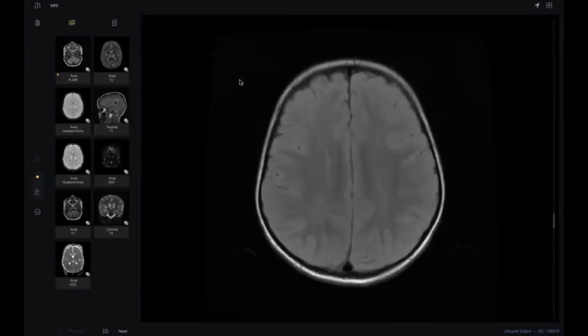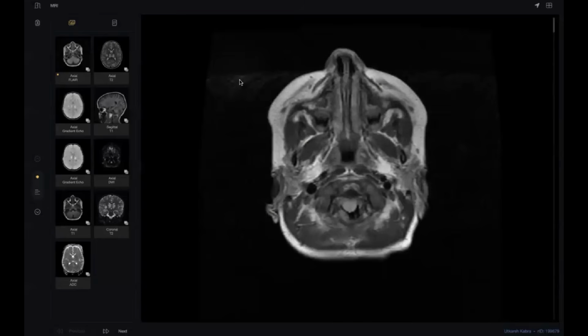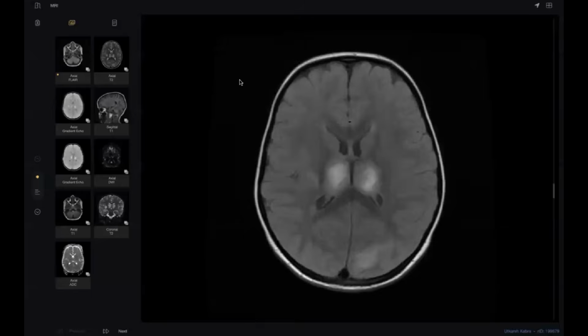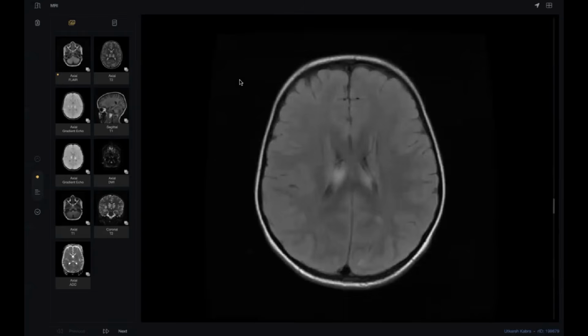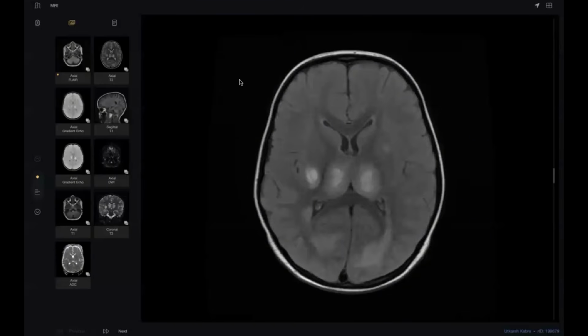This is a 5-year-old male patient presented with altered sensorium and episodes of seizures. This is the FLAIR image of the 5-year-old patient. In this case, I can see that there is signal abnormality involving the bilateral basal ganglia.